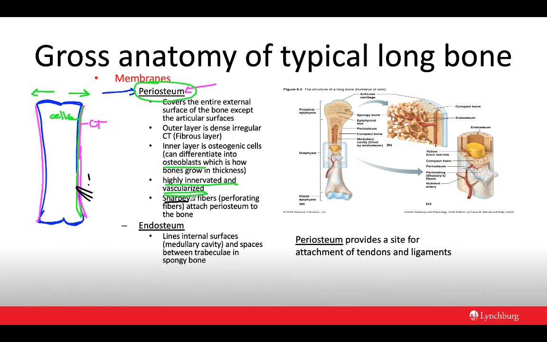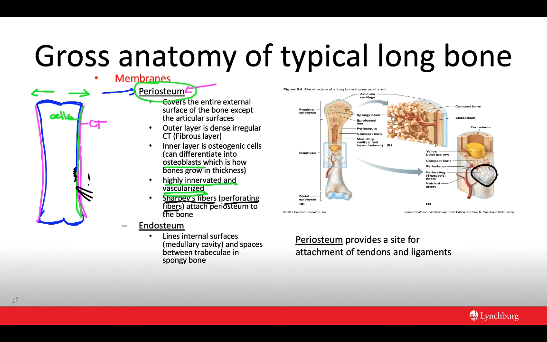Sharpey's fibers are kind of interesting. They're also called perforating fibers, and these guys are these little tiny fibers that are going to be attaching the periosteum to the bone. So you can even see them here where they've pulled away kind of like a little piece of periosteum. You see these fibers that are there, and that's what's anchoring the periosteum to the bone, and that's very painful when you disrupt them.